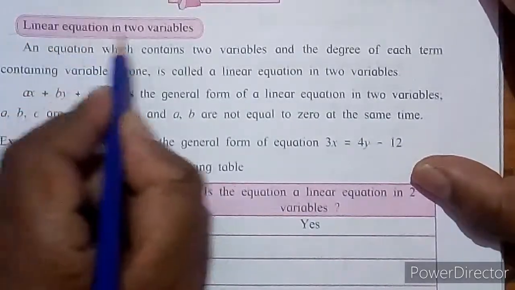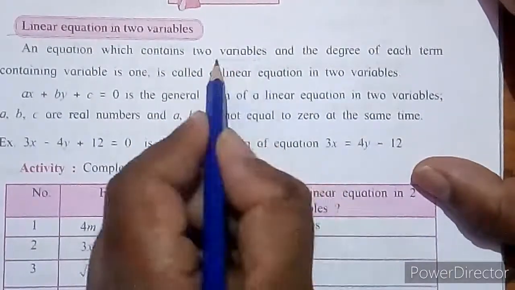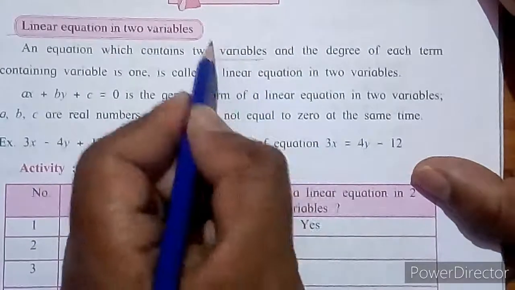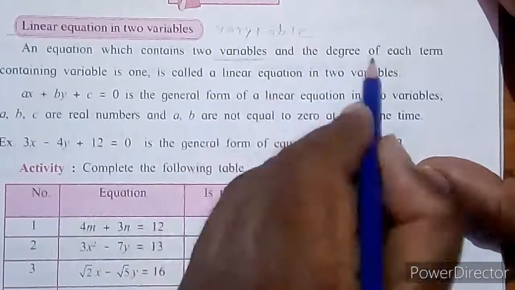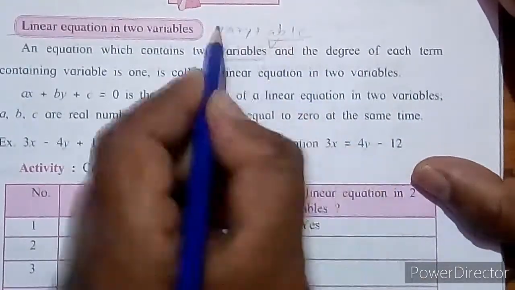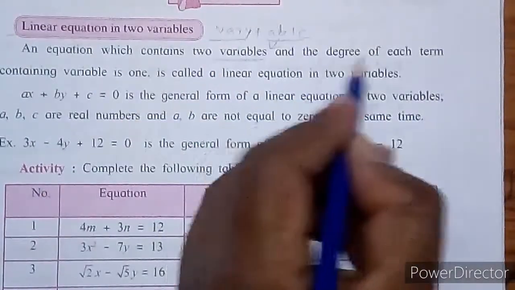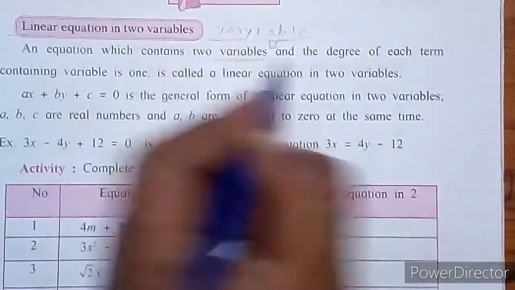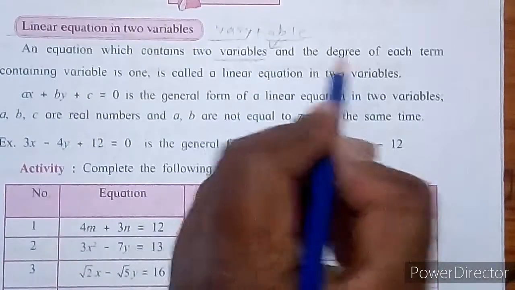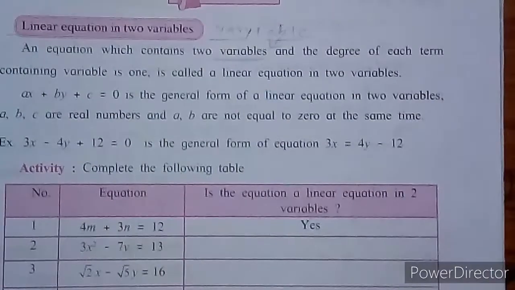What does linear equation in two variables mean: an equation which contains two variables. Here the variables mean an entity which changes. The word variable means vary plus able. Vary plus able means an entity which is able to vary is called a variable. Means if an equation contains two variables and the degree of each term containing a variable is 1, and each variable must have a degree of only 1, it is called a linear equation in two variables. Means an equation having two variables and having their degree only 1.